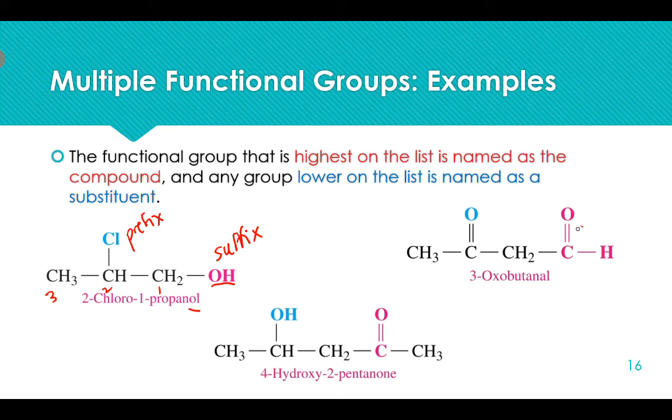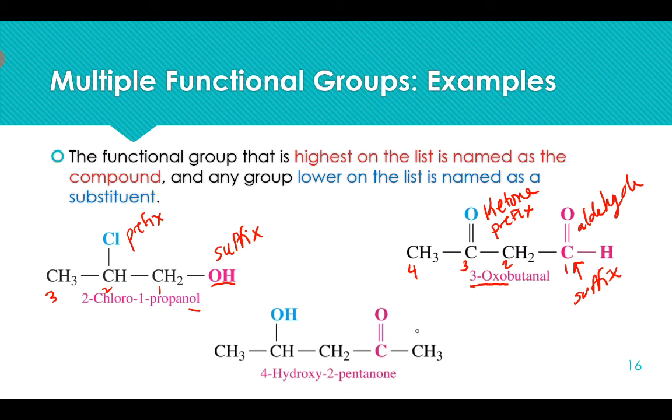This molecule has both an aldehyde and a ketone. The aldehyde becomes the suffix because it's higher priority, and then the ketone gets thrown into the prefix as a substituent. So if this is carbon number 1, this is carbon number 2, this is carbon number 3, that's carbon number 4. And so that's where this 3-oxo comes from. So this is 4 carbons long, butanal for aldehyde. 3-oxo means ketone at the 3rd carbon.